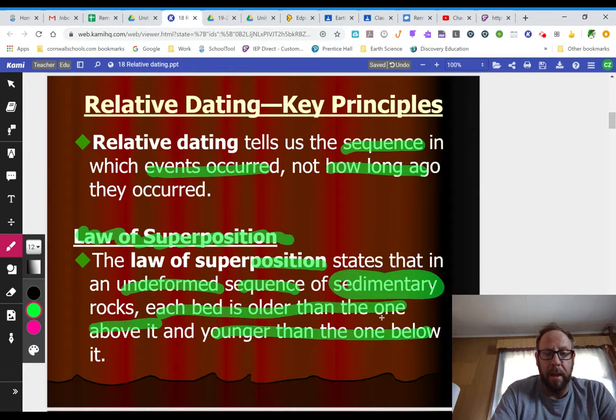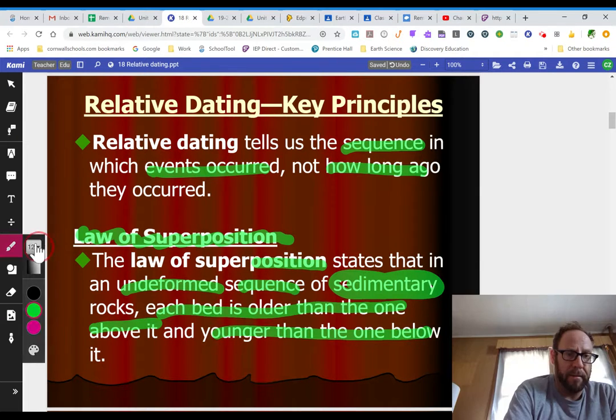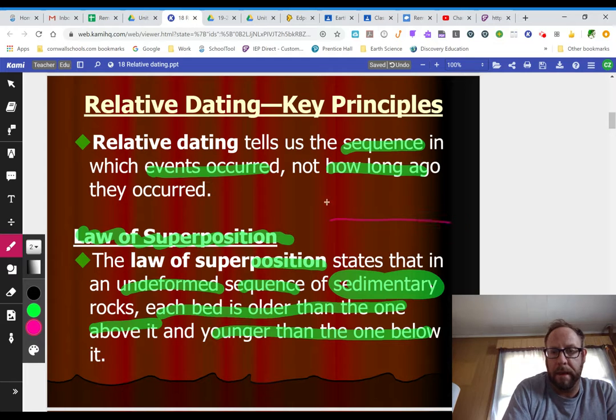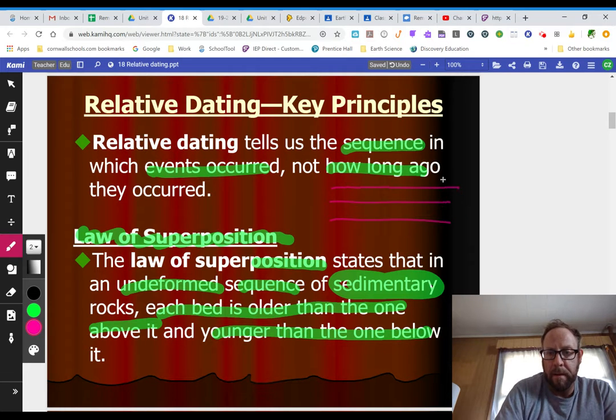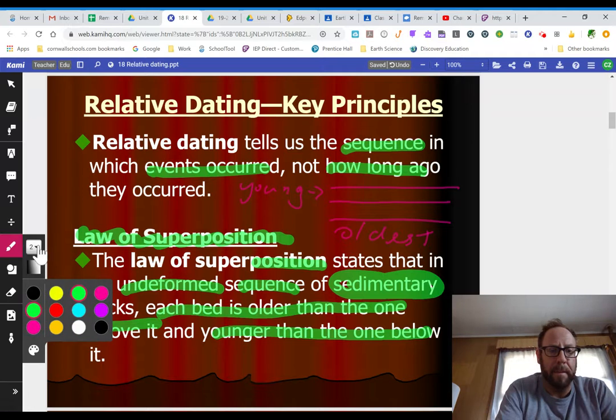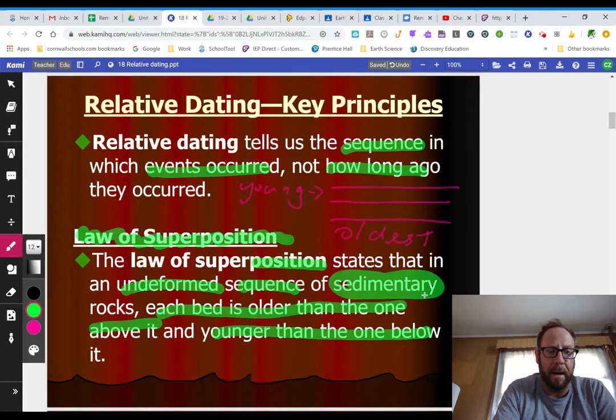So what that means is, if I just did a little drawing right here, if we had a bunch of rock layers, we'd have the oldest here, and we'd have the youngest at the top. Kind of like a pylon. The oldest at the bottom, the youngest at the top. Great. So that's the law of superposition.